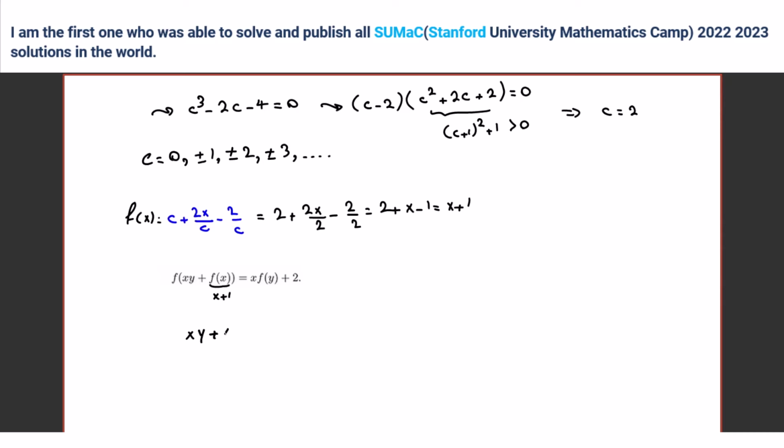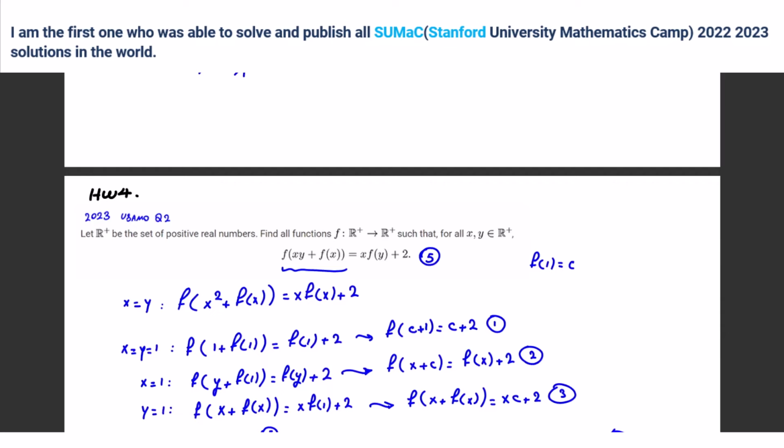Xy plus x plus 2. Right hand side is what? X times what? X times y plus 1 plus 2. And they are equal, right? Because yeah, it is xy plus x plus 2. Okay, so we've checked this. Always write this in the answer sheet, check. And okay, it says so f of x is x plus 1 for all values in positive real numbers, right?